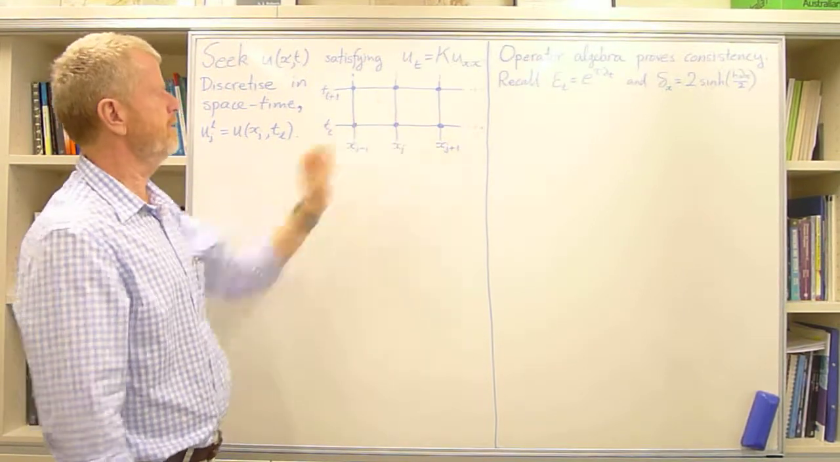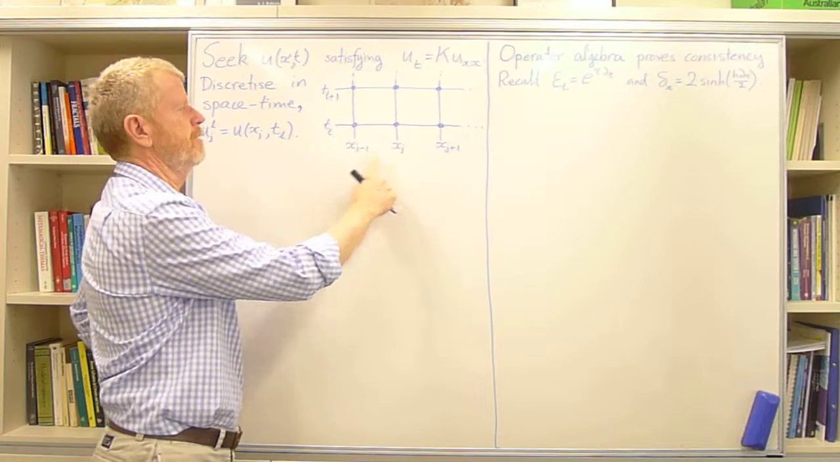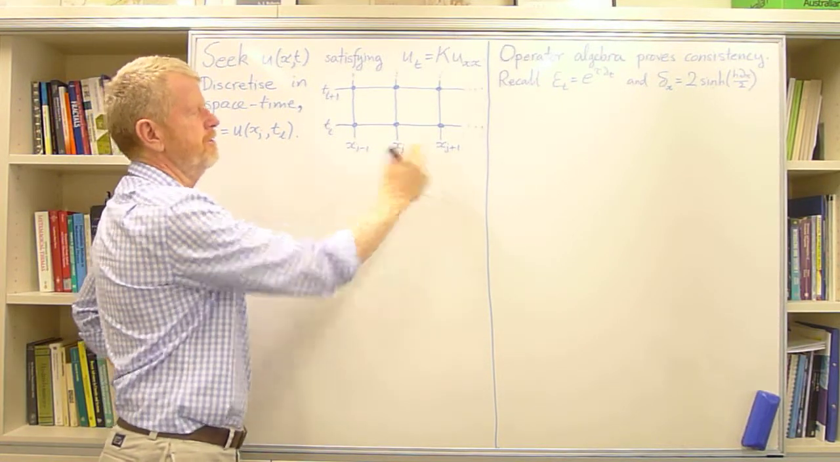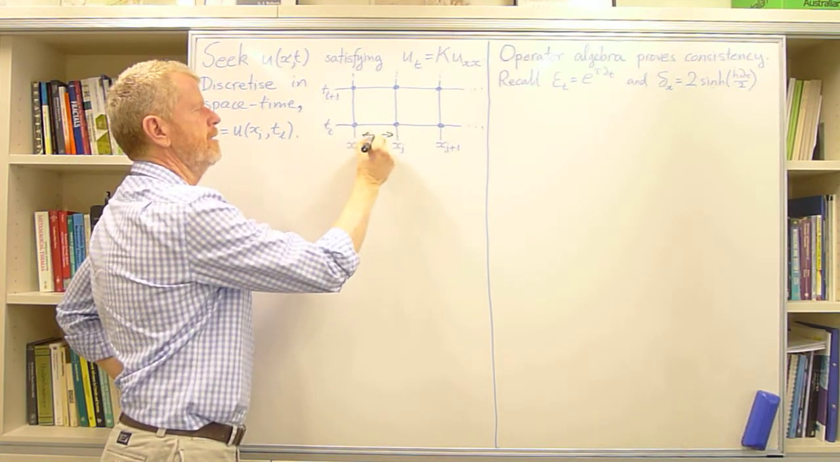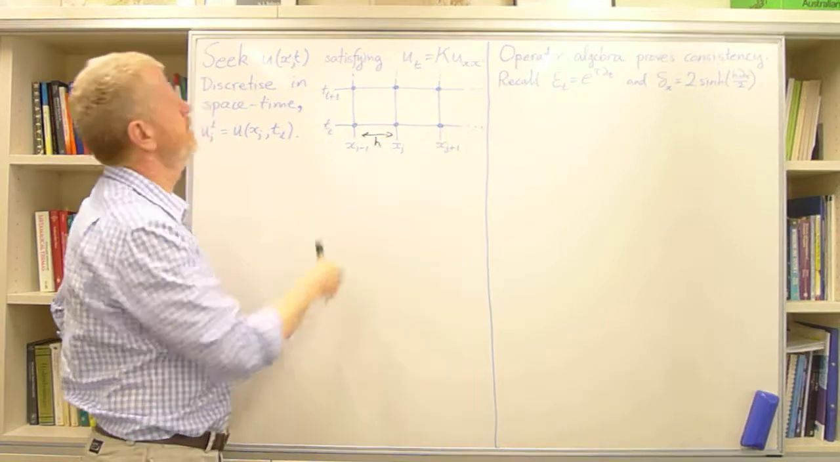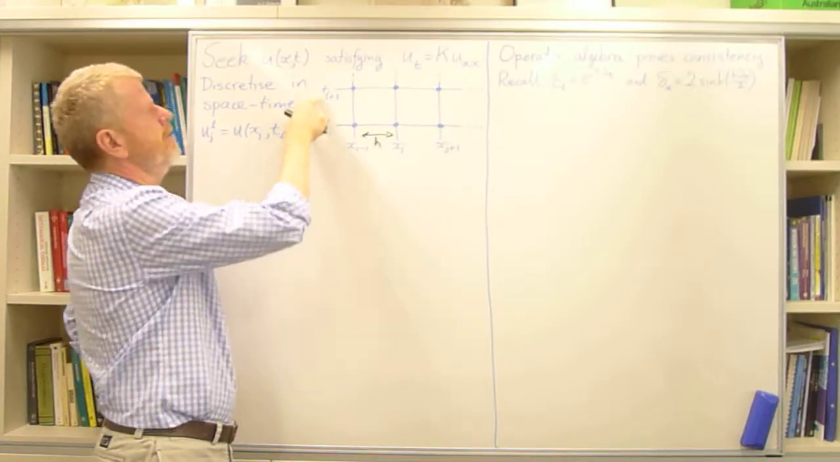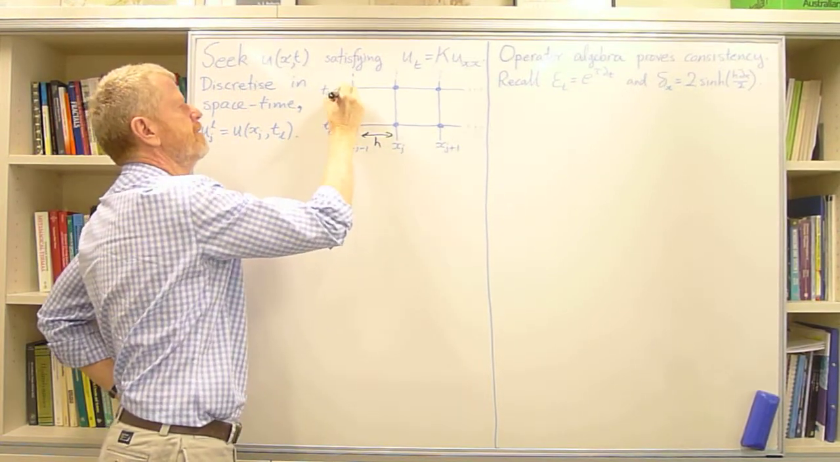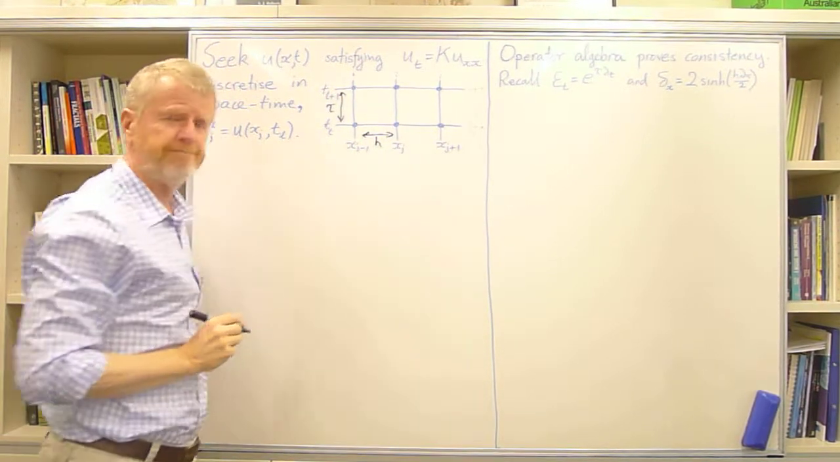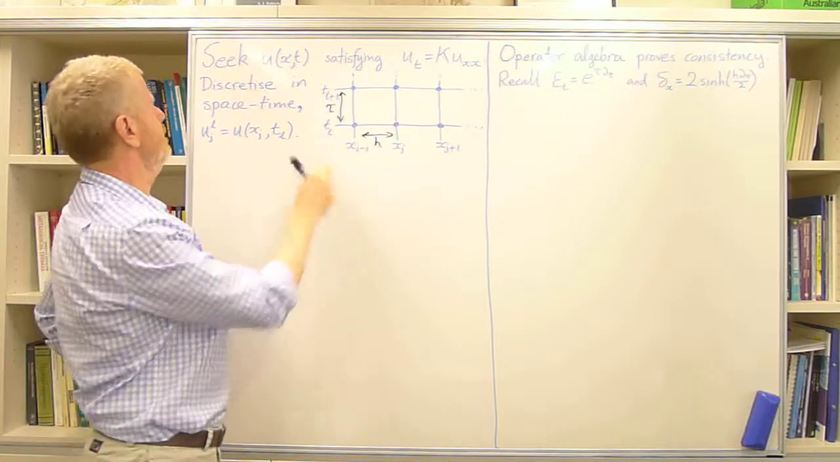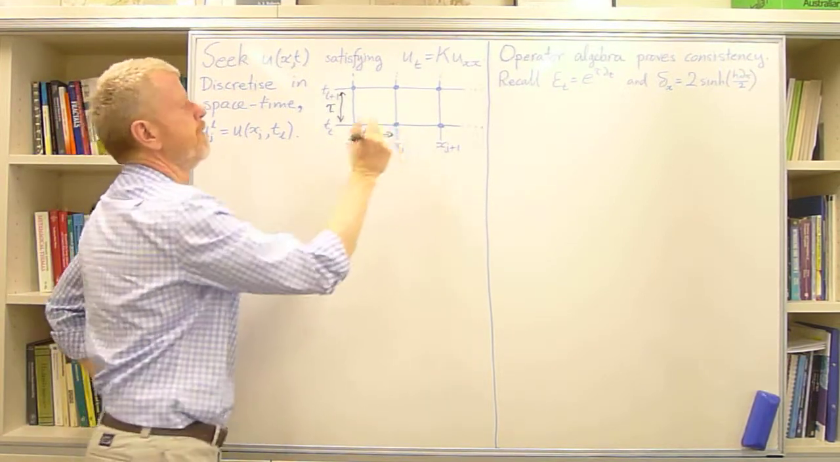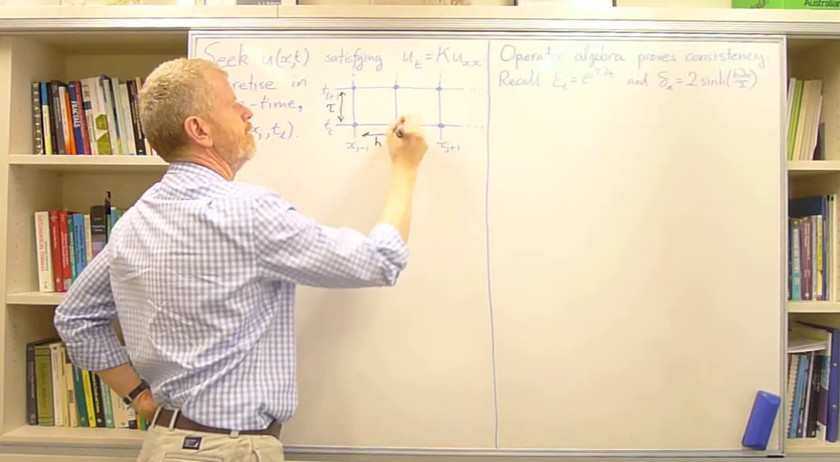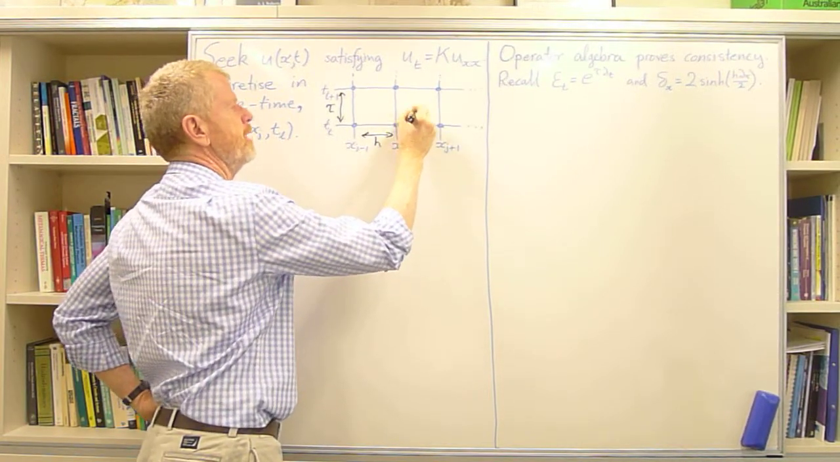So here's a little piece of the grid. You can see we've got xj minus 1, xj, xj plus 1, and they are separated by grid spacing h. We've also got times tL, tL plus 1, and so on. They are separated by a time tau. And what we're going to seek is the grid values. So the value of u at this point is u j l.